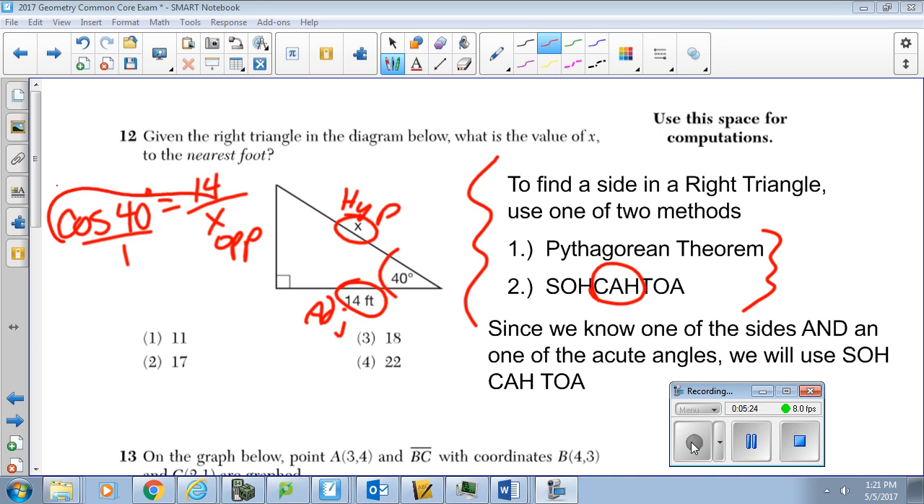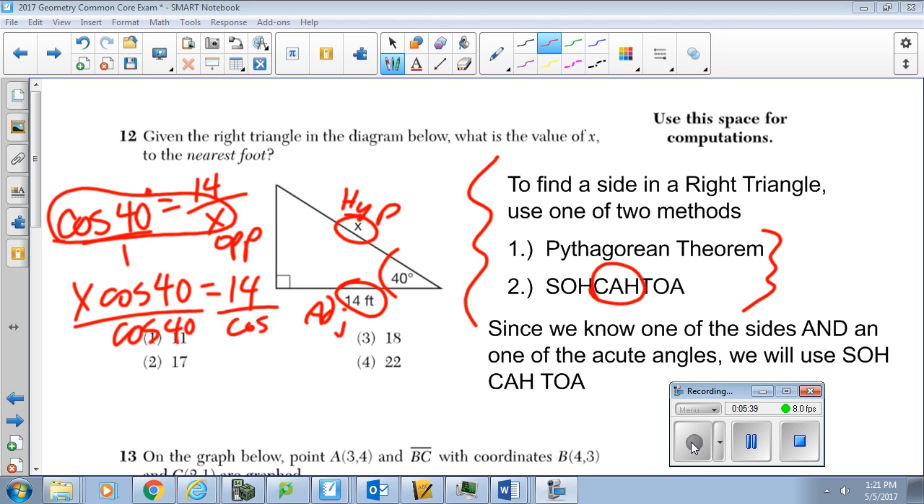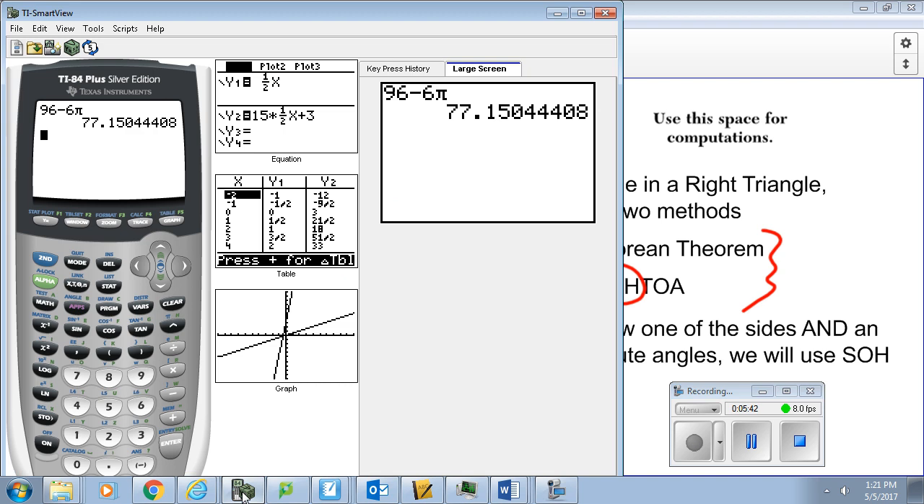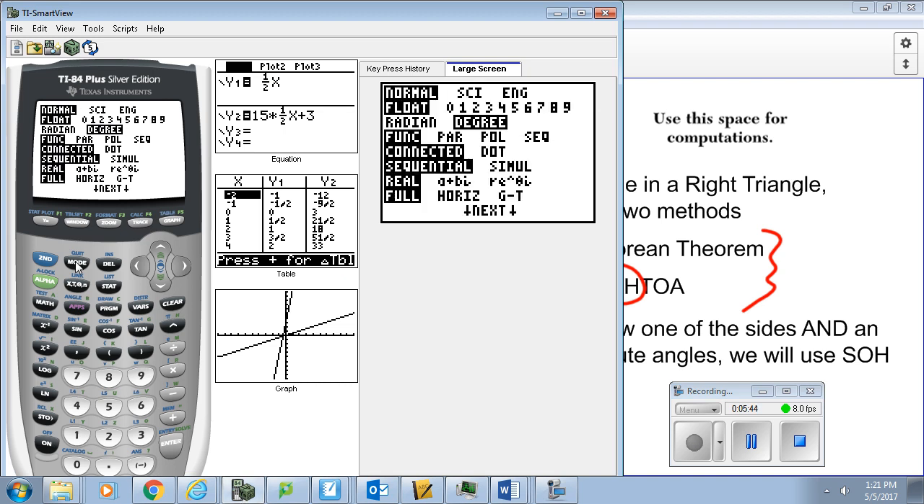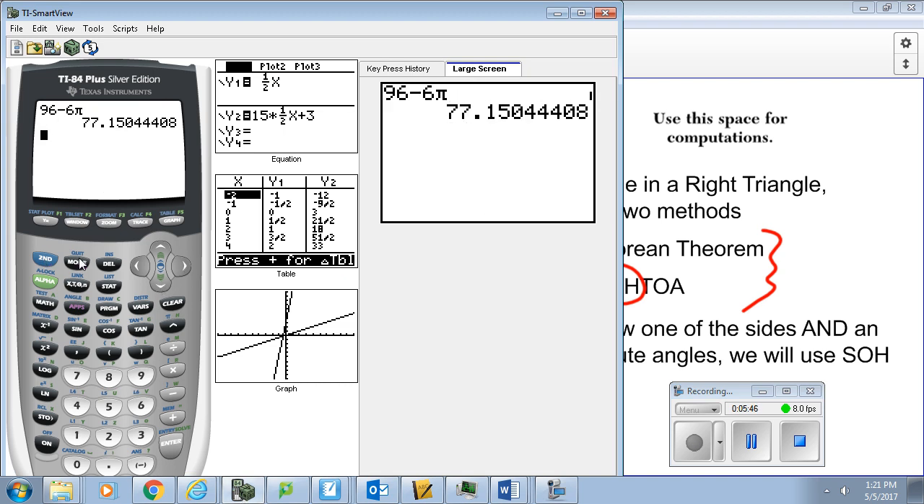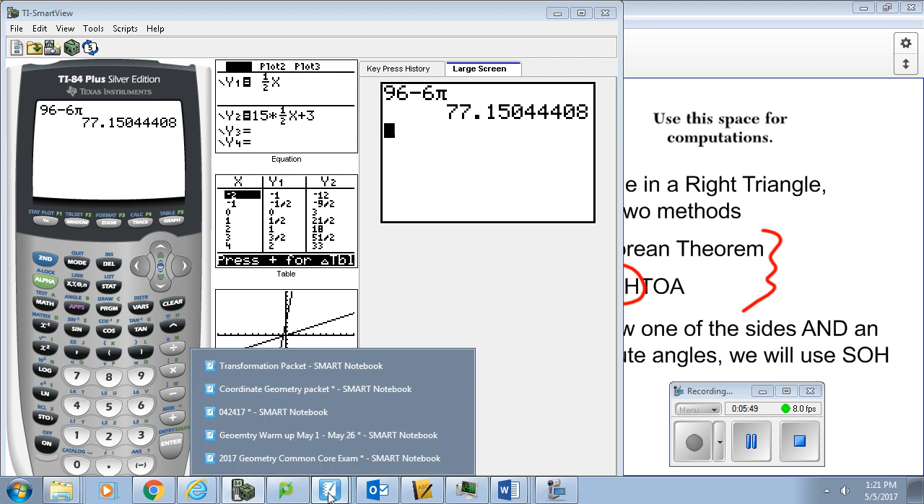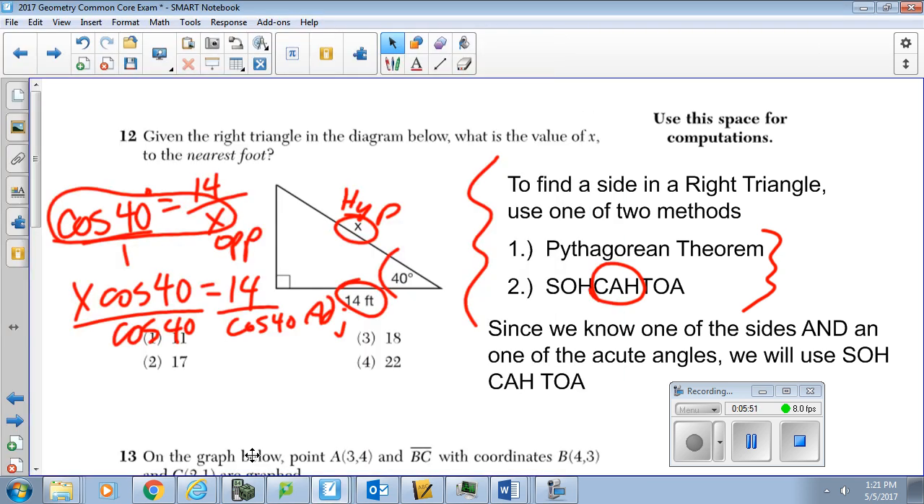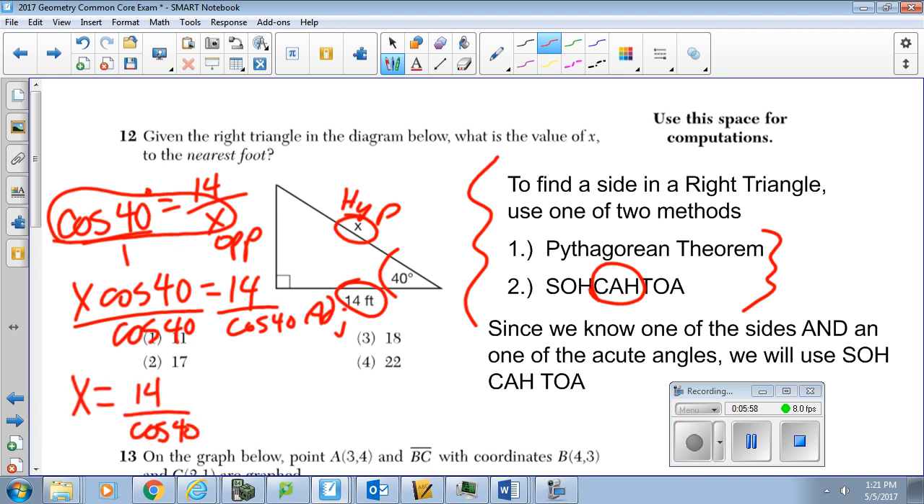Then I'm going to say x cosine of 40. Remember, when the x is on the bottom, that's when you have to do the extra step of dividing. So I'm going to divide by cosine of 40, divide by the cosine of 40. So now, on my calculator, I'm going to make sure it's in the right mode. It's in degree mode. That's good. So I'm going to come back, and I forgot what I need to type. 14 divided by, so x is going to equal 14 divided by the cosine of 40.